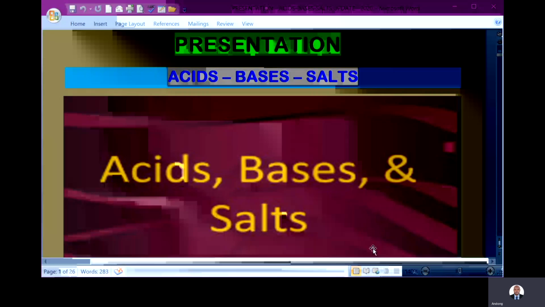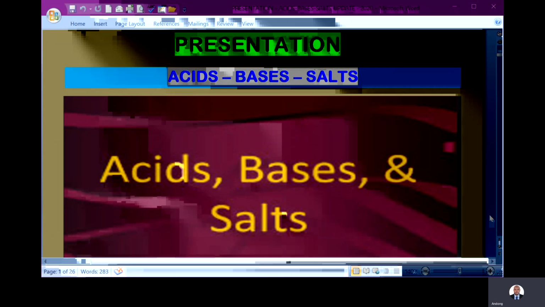Hello, welcome back. Now we want to give a summary of our previous lesson on acids, bases, and salts. This is a summary of the previous lesson. Acids, bases, and salts.